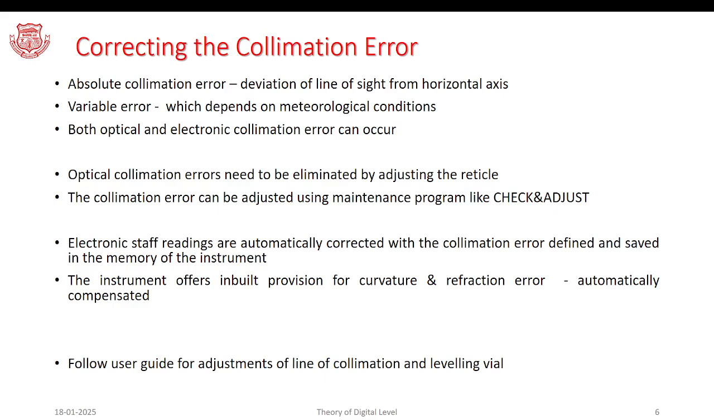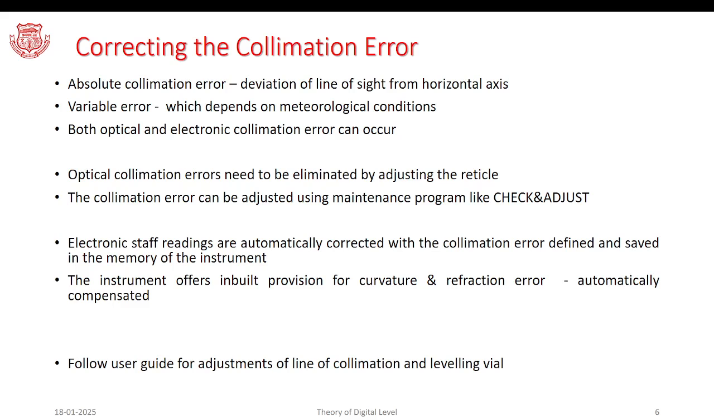However, for such kind of digital versions, we are not much accustomed with the kind of sensors that have been provided, and we don't know much of the working of it, and hence we don't understand the exact corrections required for that kind of sensors. So for that, directly the equipment needs to be serviced. However, for the sake of understanding, we can consider that there is absolute collimation error, which is nothing but the deviation of the line of sight from the horizontal axis.